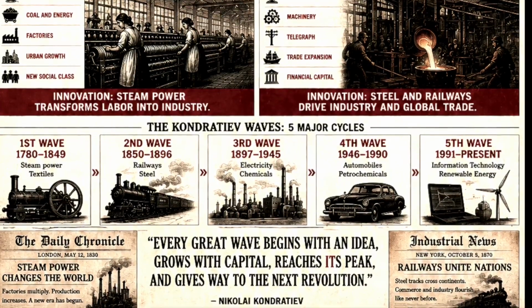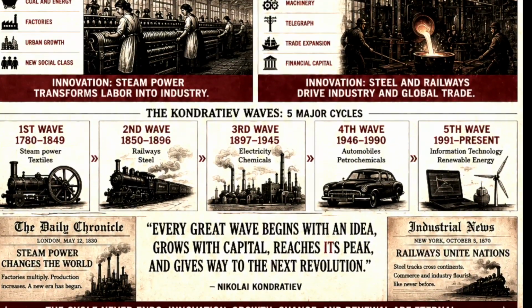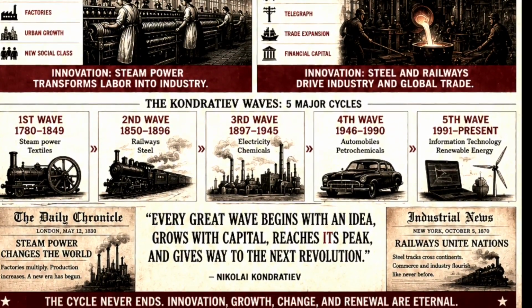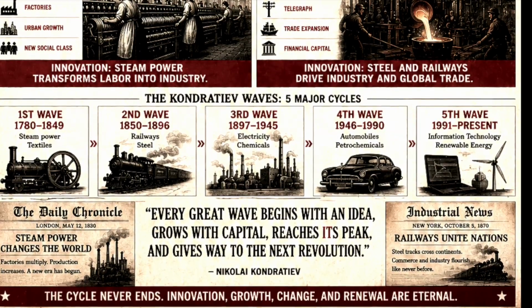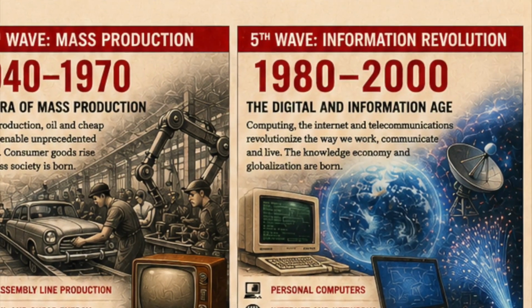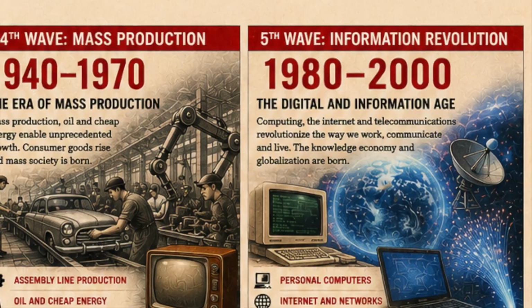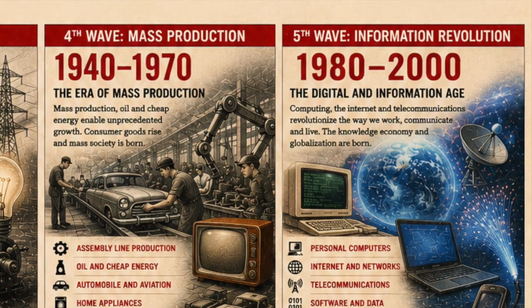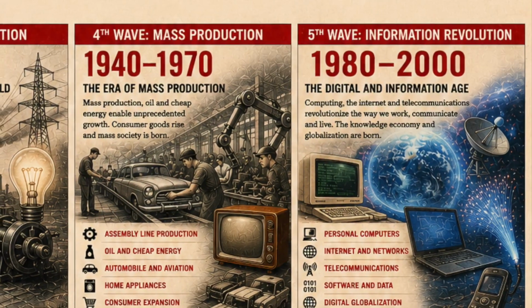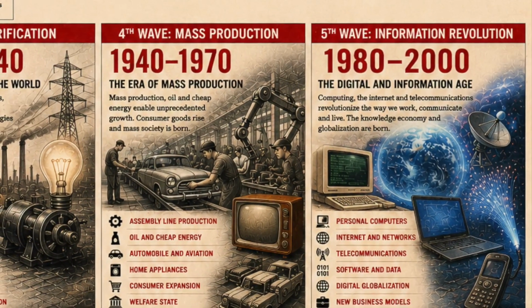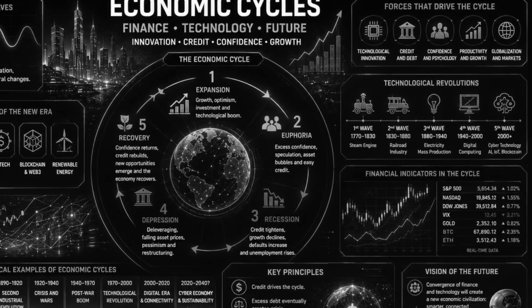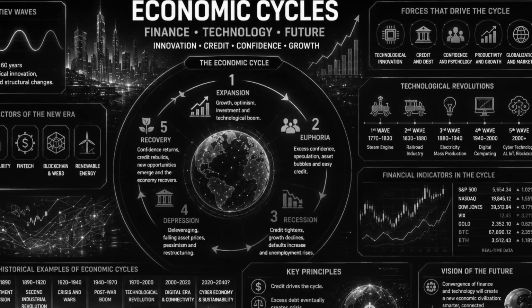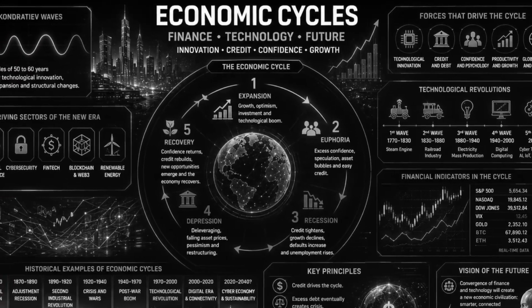1985 to 2015, information and telecommunications. 2015 to 2035, hypothetical wave tied to AI and renewables, theory-based, debated. These waves are economic and technological rhythms rather than strict political cycles. Many economists debate their precise dates and existence.